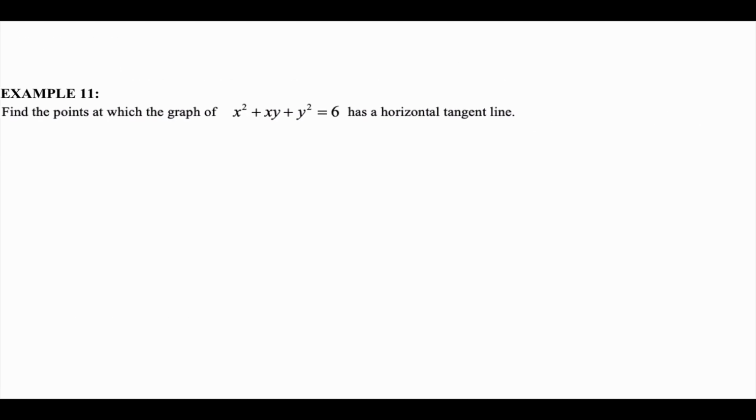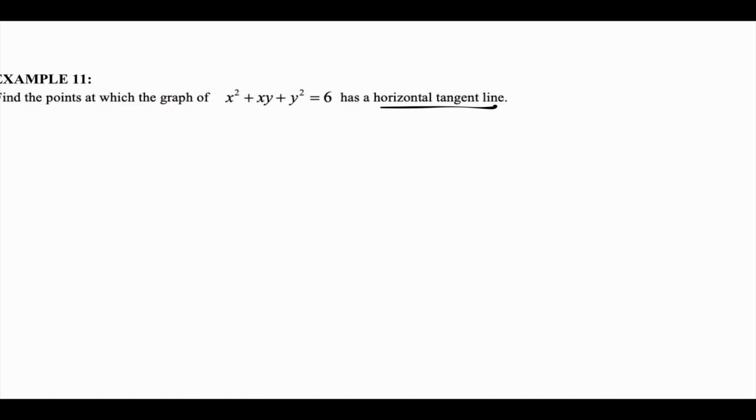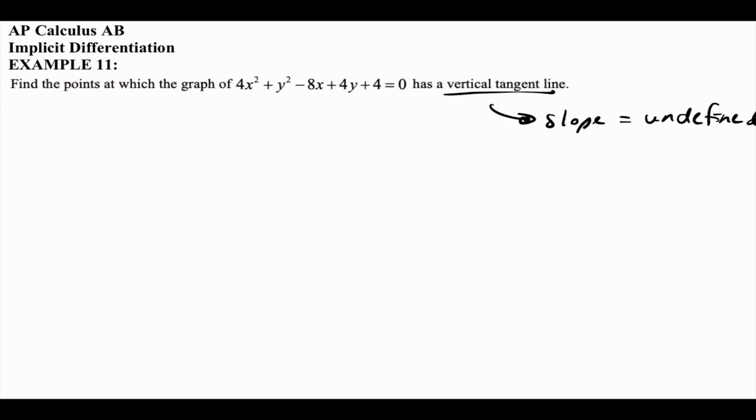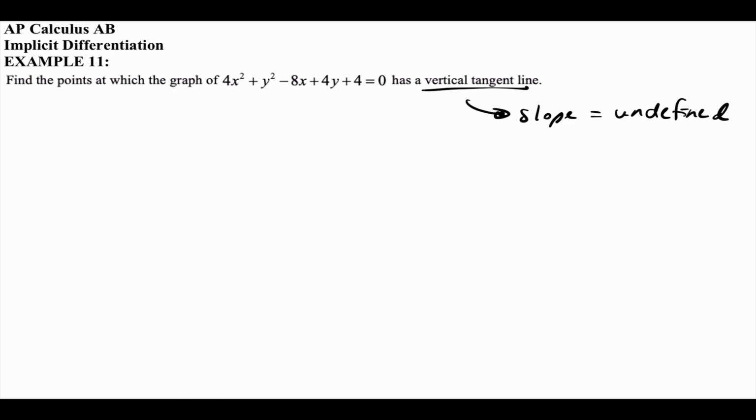If something has a horizontal tangent line, what does that mean? Slope equals 0, right? So what we have to do for these two is figure out where the slope of the tangent line would be undefined and where it would be 0. What I want you to do first is find the derivative for number 11. This one's not too bad.